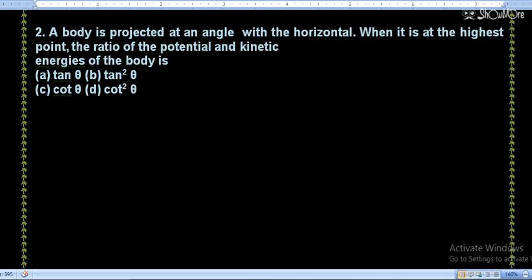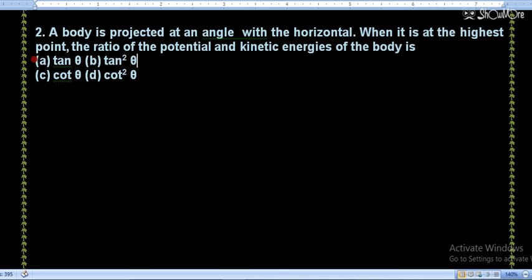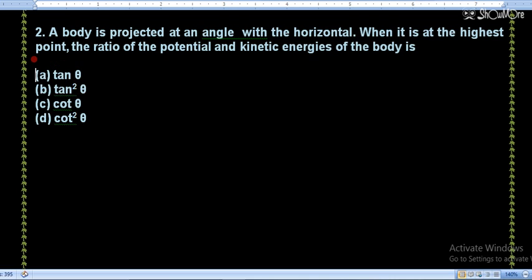So in the second question, you can see, students, the body is projected at an angle with the horizontal. When it is at the highest height, what will be the ratio of potential energy and kinetic energy of the body? So this is another concept that you have to know, because now CBSE is adopting the pattern of multiple choice questions.